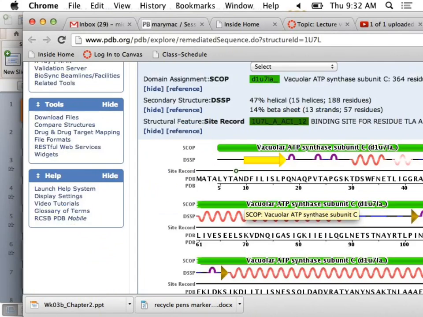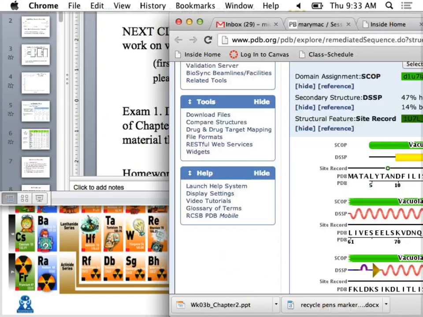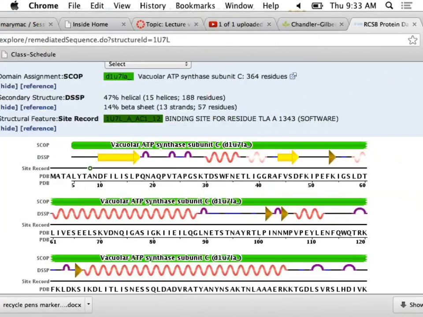What we see in this case is the sequence for that C subunit, from, I forget which source it came from. But you see your one-letter code for each of your amino acids. What we're looking at there is the primary structure.